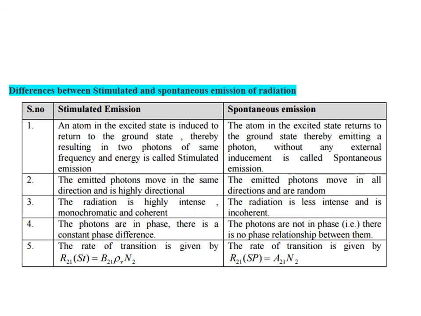Now we will sum up the differences between stimulated emission and spontaneous emission as given in the table here. Stimulated emission: an atom which is excited will go to the ground state or lower energy level when a photon of energy equal to the energy difference between the two levels interacts with the atom in the excited state. During that interaction, the incoming photon is not absorbed, but it just stimulates, and after stimulated emission there will be an additional photon which is exactly similar to the stimulating photon.